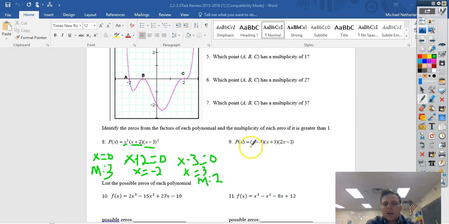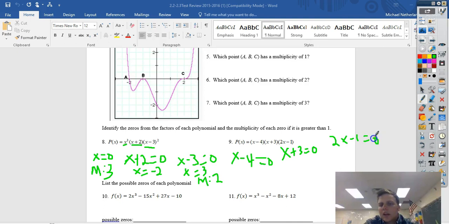So I encourage you to pause this video right now and try doing number 9 on your own. So hopefully you're just unpausing the video, and what you did to do number 9 is you just set each piece equal to 0. So you said x minus 4 equals 0, you said x plus 3 equals 0, and then you said 2x minus 1 equals 0.